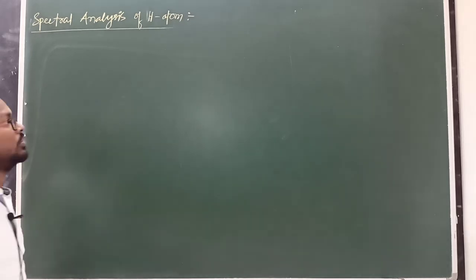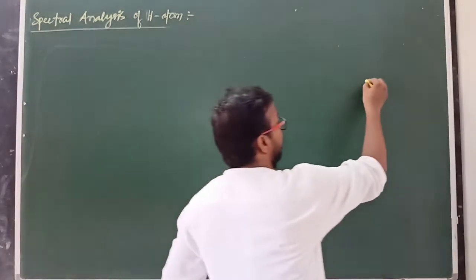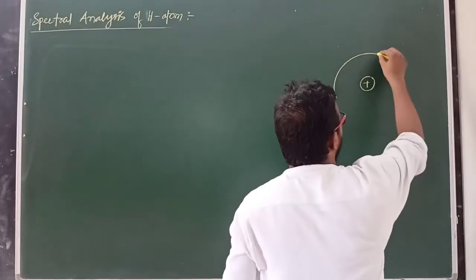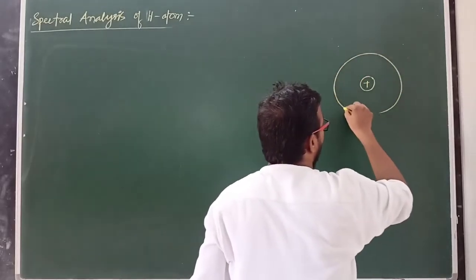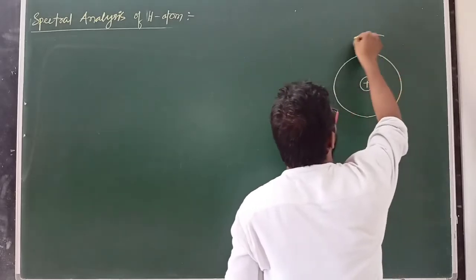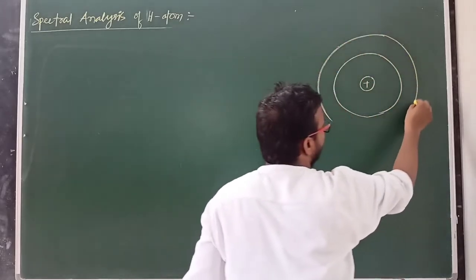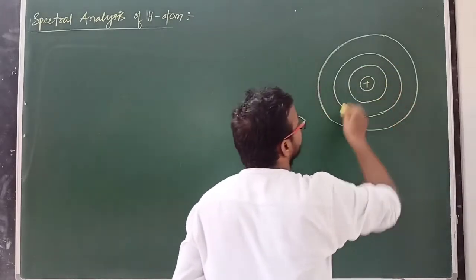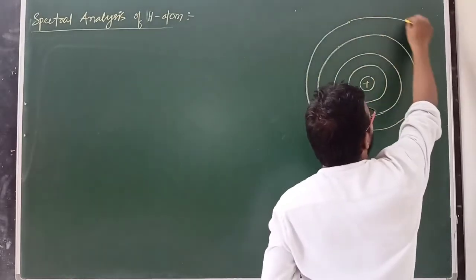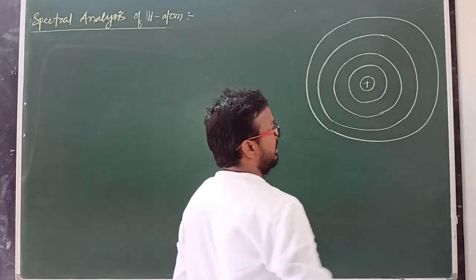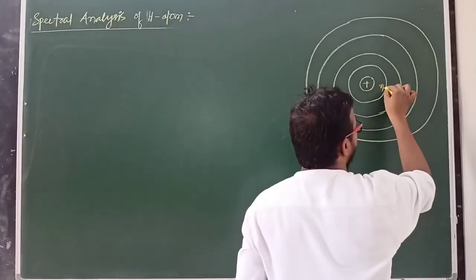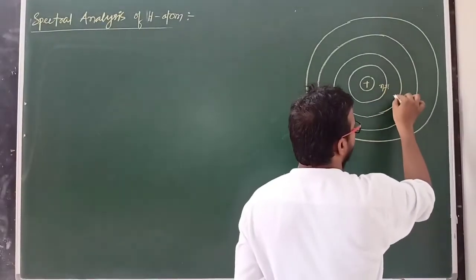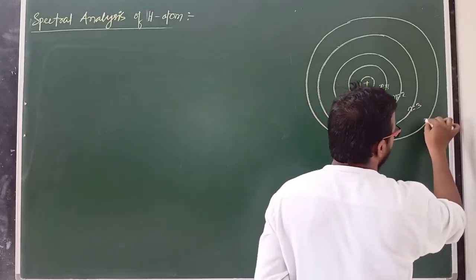And we already know, suppose this is the central part of the atom, the nucleus, and around the nucleus there are a number of orbits in which the electrons are revolving like this. These are the orbits of the hydrogen atom. This is known as the first orbit. Here n equal to 1, n equal to 2, n equal to 3, n equal to 4, and so on.